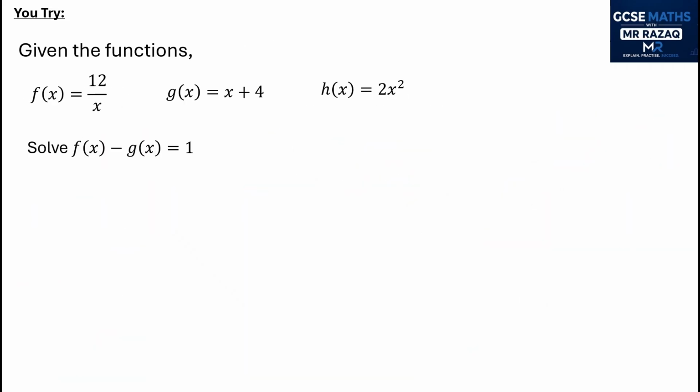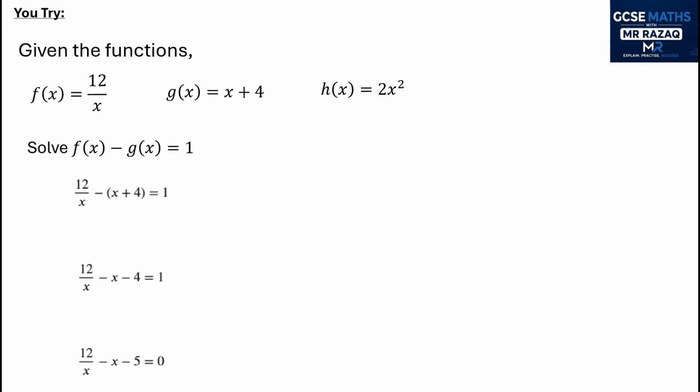Here's an example for you to try. So pause the video and give it a try. Okay, I hope by now you should have attempted this question. So as you can see, you've been given three functions: f of x, g of x, and h of x, and you've been given an equation. So instead of f of x, I'm going to replace it with 12 over x and replace the g of x with x plus 4, and then try to solve the equation. So it would look like this.